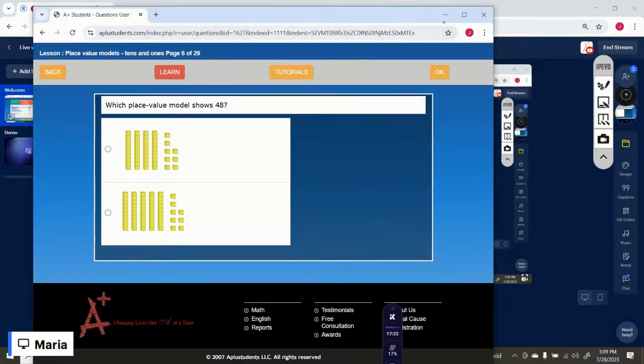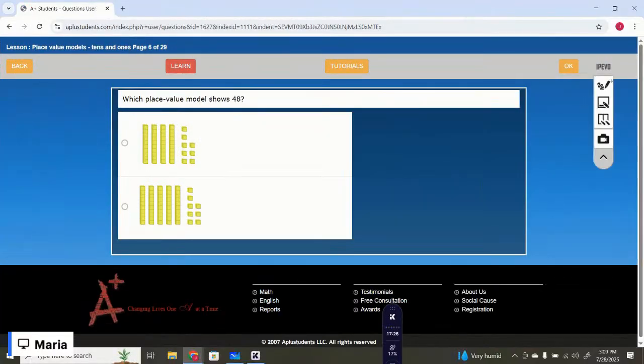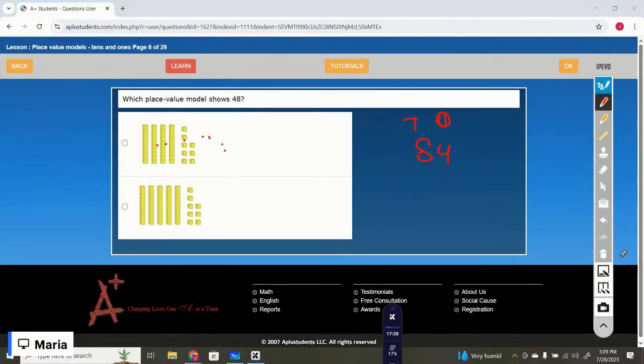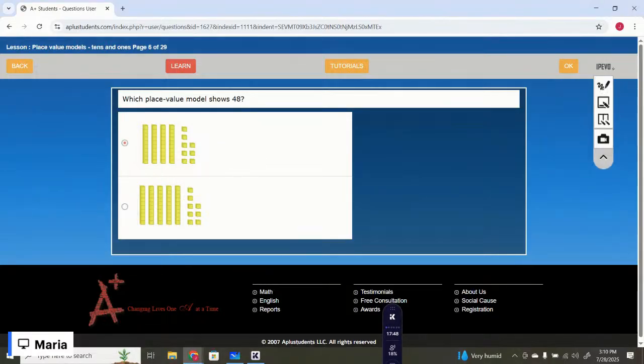Which place value model shows 48? So we have the number 48, right? The rightmost digit is always the digit at the ones position, and the next one is at the tens, right? That means we have 4 tens and 8 ones. So 1, 2, 3, 4, 4 tens, 1, 2, 3, 4, 5, 6, 7, 8, 8 ones. So option number 1 is the correct option.